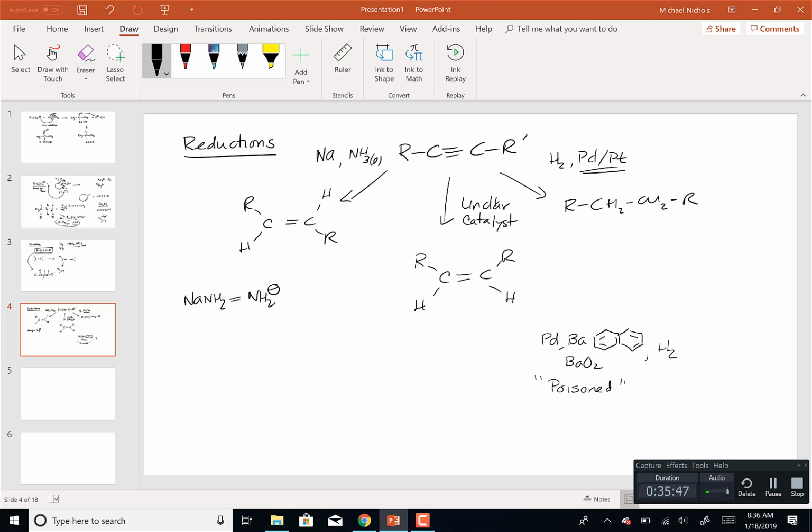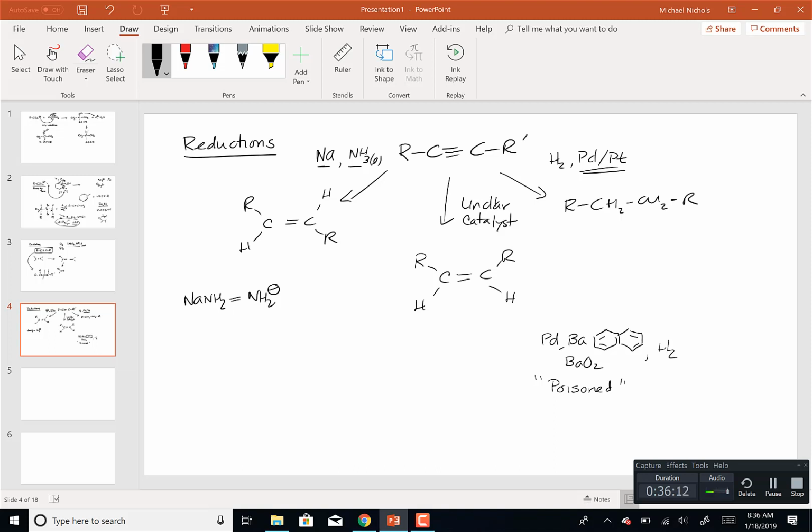I can't go to the stockroom and get NH2 minus. I've got to get sodium or potassium or lithium. I've got to get a counterion for that. And in this class, they all react the same. In real life, they don't. But we're not going to go into that complexity. So sodium metal and liquid ammonia is a different reagent than NaNH2.